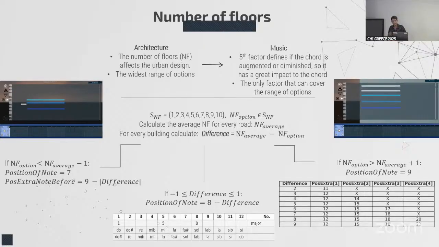For buildings that are more than one floor lower than the average, we place the fifth factor on position 7 because according to the classical theory, you cannot move it lower than that without breaking the chord. And then we add an extra note before the chord. So now I'm going to show you a video so that you can understand why the average is the center of our decision making.